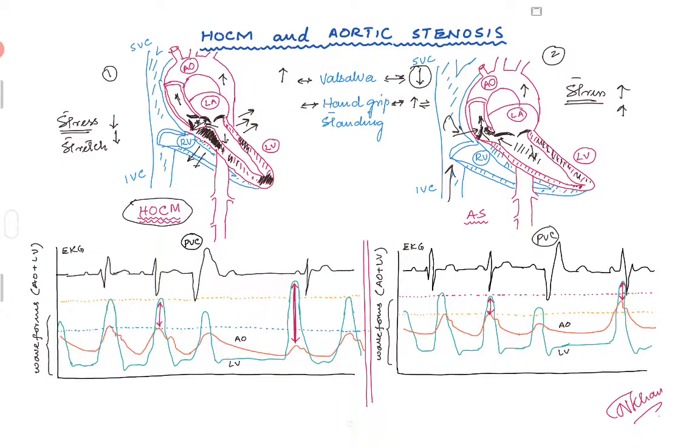But interestingly, as I said, when you do the hand grip, increase the adrenaline and the peripheral vascular resistance, basically increasing the afterload here, it will cause the left ventricle to work a little more, and it stretches a little bit, and then that's when you will see that the murmur of the HOCM will go down.